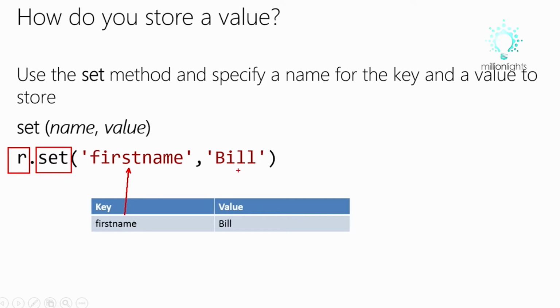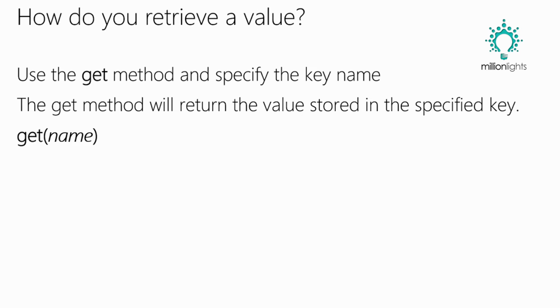Or that's the name of my key, and then I specify the value Bill to be stored for that particular key. So that's basically going to store this value for me in Redis. And when I want the value back, I can do that by using the get method. So I use set to store a value, and I use get to ask for the value back.